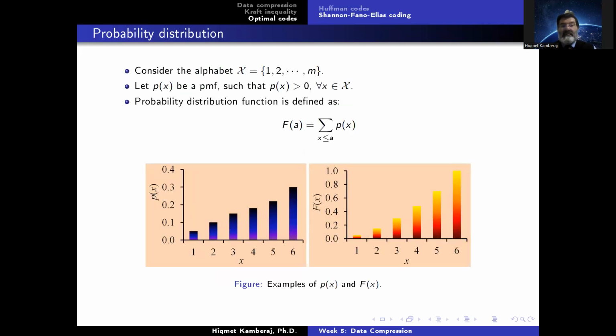Now, another code that we are going to introduce is the so-called Shannon-Fano-Elias code. For this one, we refresh some knowledge of probability and statistics. First, we'll give the concept of probability distribution. Consider the alphabet set chi of numbers 1, 2, up to m.